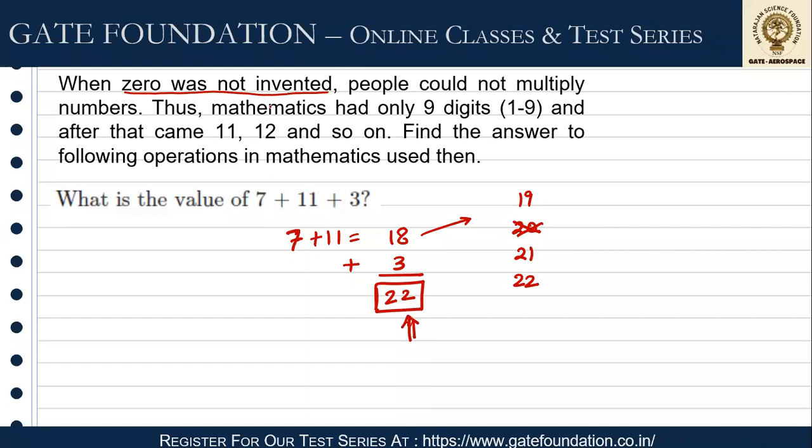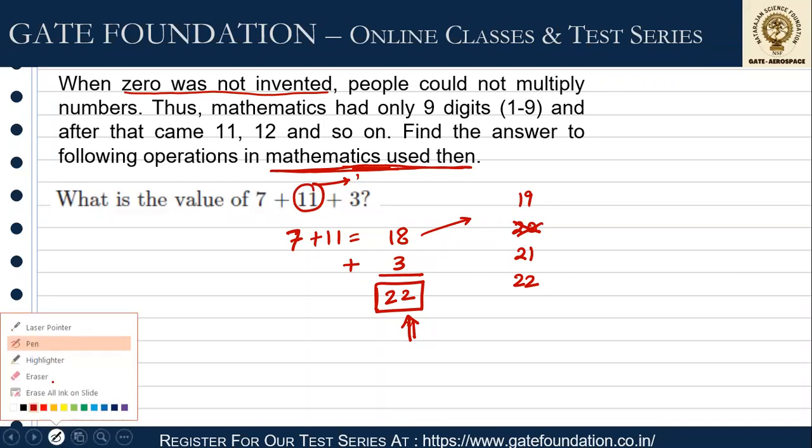So 7 plus 11 won't become 7 plus 9 plus 1, because 10 is not coming in between. So we can't write 18. We should write 17 in that case. We are supposed to find the answer to the following operation in the mathematics used then. At that time we didn't have 0, so there is no concern about having 10 there. By default 11 is after 9. We didn't have 10 there, so we won't be considering it; it is 9 and then 11.